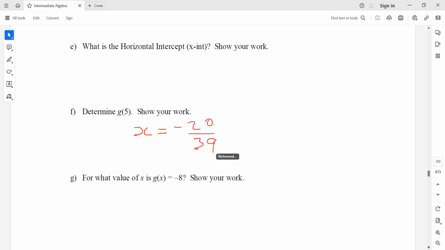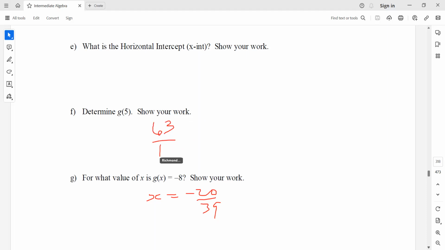And then finding x when y is -8, this is x is -20 over 39. And then here we have G of 5, so y when x is 5 is 63 over 19. All right, so try that and see if you can get these values.